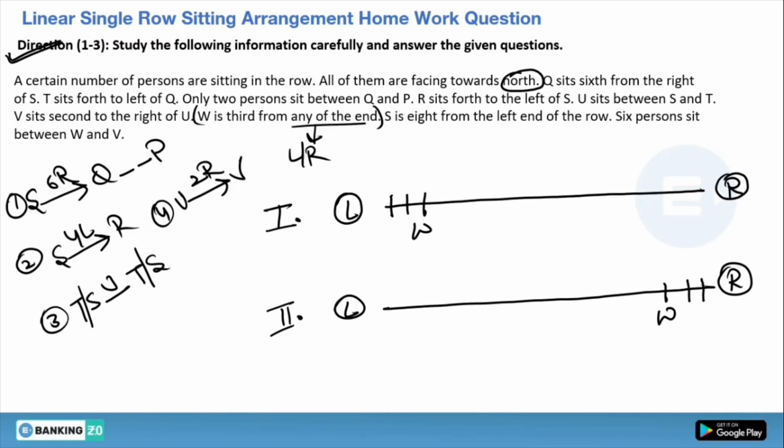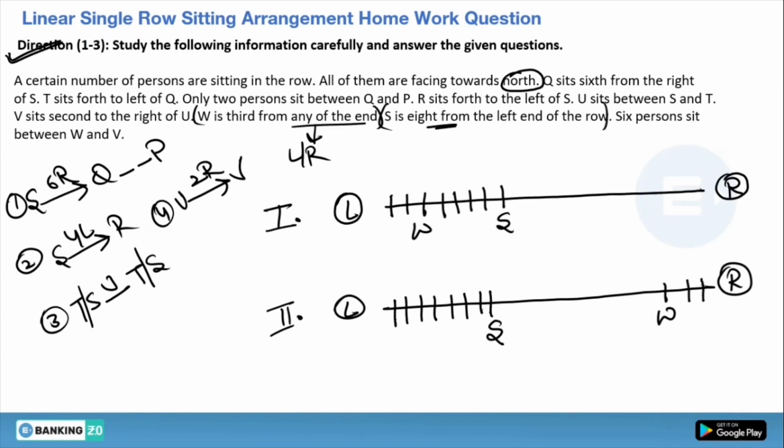W will come here. Now the next line: S is 8th from the left end of the row. See, this line is also giving confirmed information about S, that S is 8th from the left end. So we have to plot from the left end only. So 1, 2, 3, 4, 5, 6, 7 and 8th, S will come here. Similarly, in case number 2 we have to plot this information: 1, 2, 3, 4, 5, 6, 7 and 8th, S will come here.